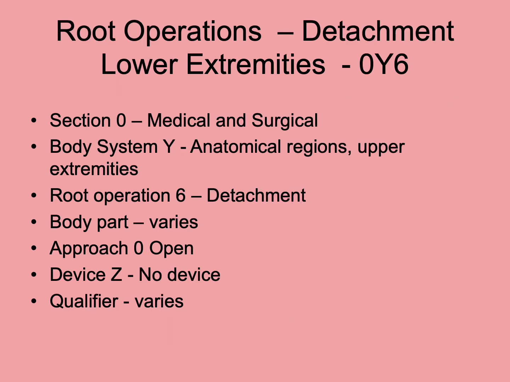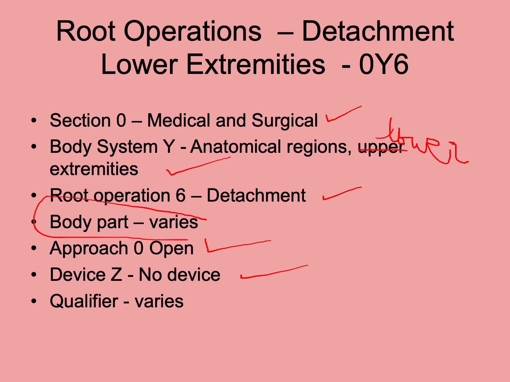Okay, so let's look at lower extremities. This should be lower. That's what happens when you copy paste, right? So again, this is the same body system, Y, for all of these. Detachment always, open always, device, no device. So what varies is the body part value and the qualifier value. So you only have two values to worry about.